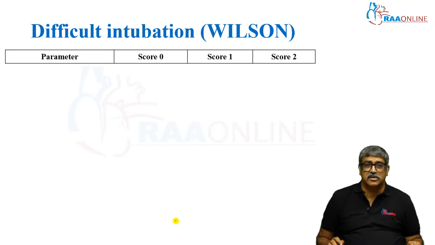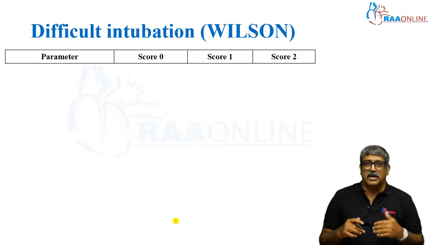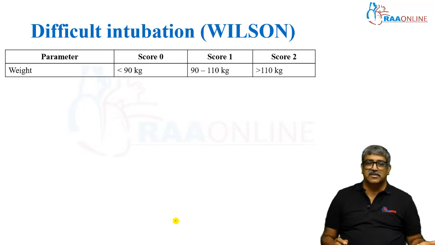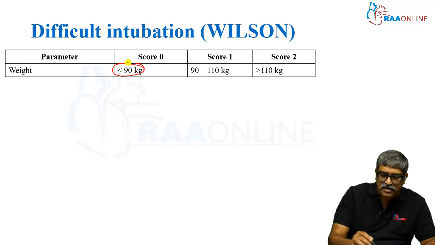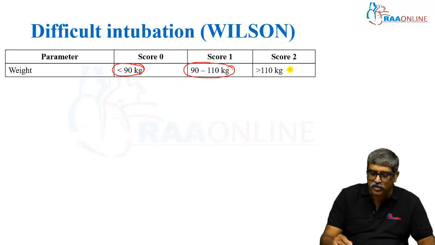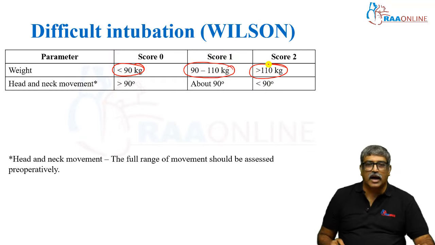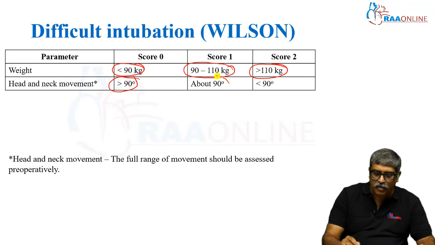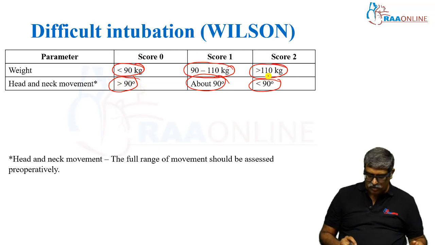Coming to Wilson scoring, which predicts a difficult intubation. Here you have 5 parameters and each parameter is given a score of 0, 1 and 2. First is weight. If it is less than 90 kgs, it is 0. Between 90 to 110, it is 1. And greater than 110 kgs, it is score 2. And head and neck movement: if it is greater than 90 degrees, it is 0. About 90, it is 1. If it is less than 90, it is score 2.